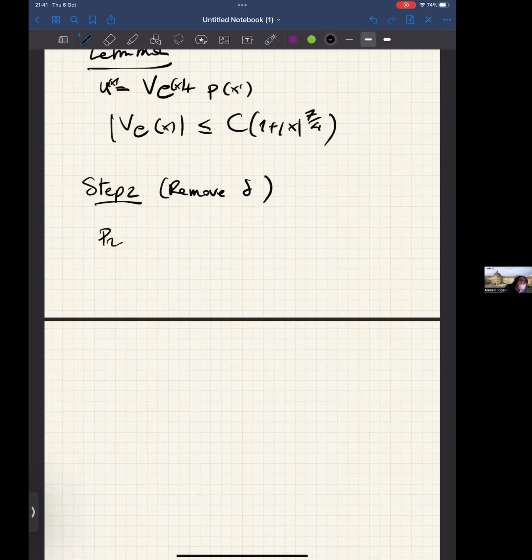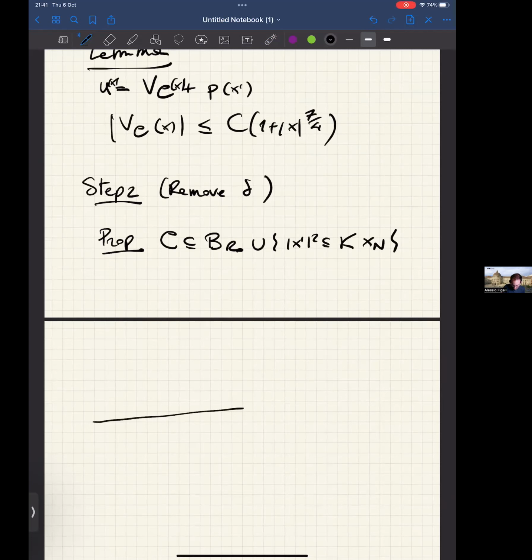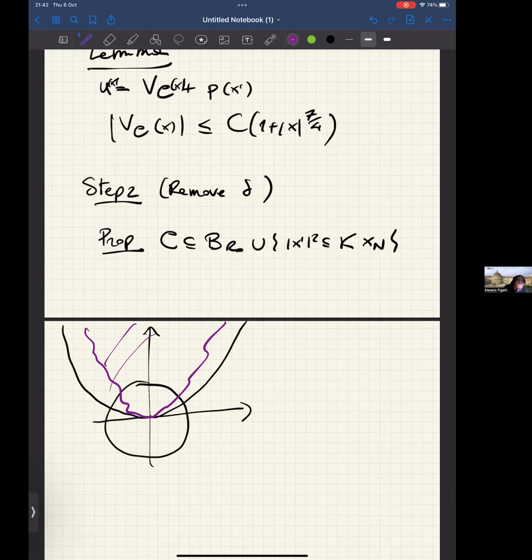So this is what we do, proposition. The contact set is contained in a ball of radius r union {x prime squared less or equal than kappa x_n}. So it means that I just take a ball because I don't care what happens in a compact set. So let's say I have a ball here, and then I have my parabola, and my contact set must be, I don't know, somewhere here. Well, sorry, it's convex, so it will be somewhere here. This is my C.